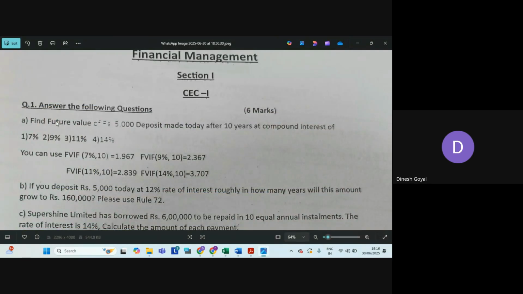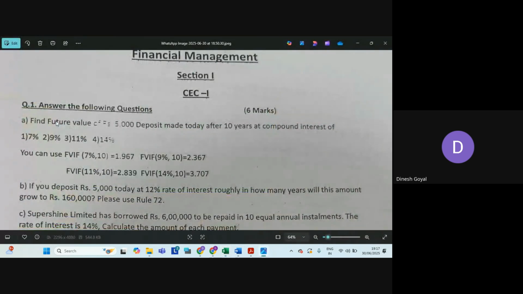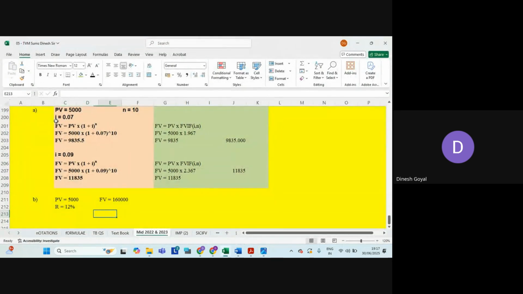If you deposit rupees 5,000 today at 12% rate of interest, roughly in how many years will this amount grow to rupees 1,60,000? Please use rule 72. See, what is given: the present value is 5,000, future value is 1,60,000, and your R is 12%. They have asked us to use rule 72 to find in how many years it will grow to 1,60,000.